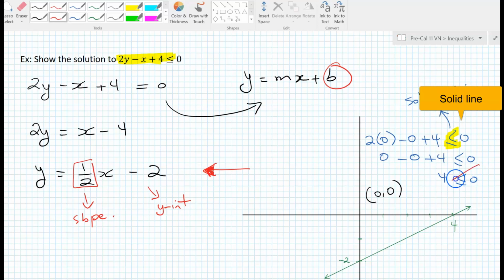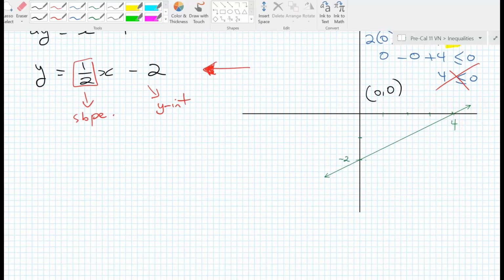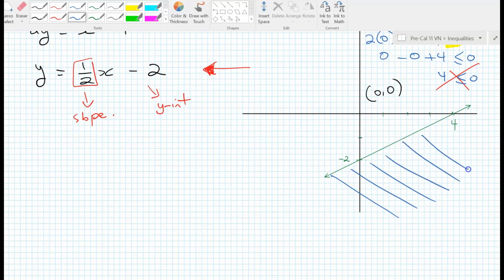No, 4 is not less than or equal to 0. So what does that mean? That means you have to shade the other side. So when that side doesn't work when you test it, you shade the other side, and then you randomly choose another point anywhere, plug it in, and find out what that is. Make sure that it will work.